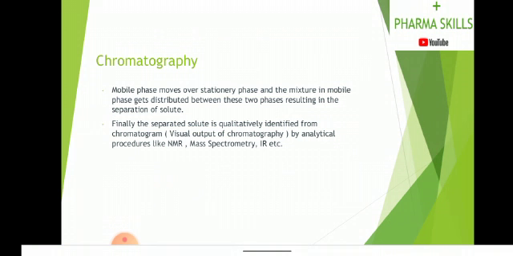So in this technique we are allowing the mobile phase to move over the stationary phase. Now this mixture will get distributed. This will be giving us the solute, the component which we are separating. How are we now identifying the component? This we will identify with the help of a chromatogram. Chromatogram is nothing but the visual output. What we are getting of the component, that is chromatogram. This can be seen with the help of analytical procedures like NMR, mass spectrometry, IR, etc.